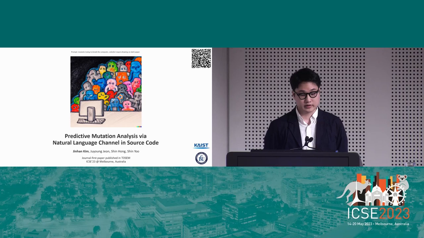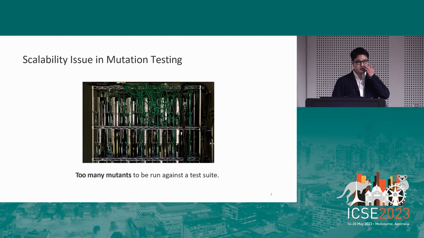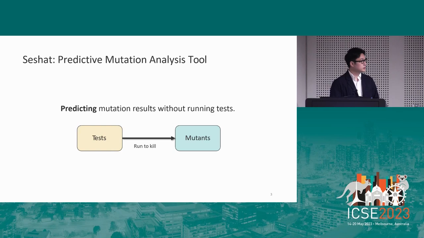Let me begin by highlighting a scalability issue in mutation testing, which is mainly because we have so many mutants and we have to run the test suite against the generated mutants, and it costs a lot. To deal with this problem, we propose a new technique called CSHOT, which is based on a predictive approach. Our goal here is to predict the mutation result without running the test.